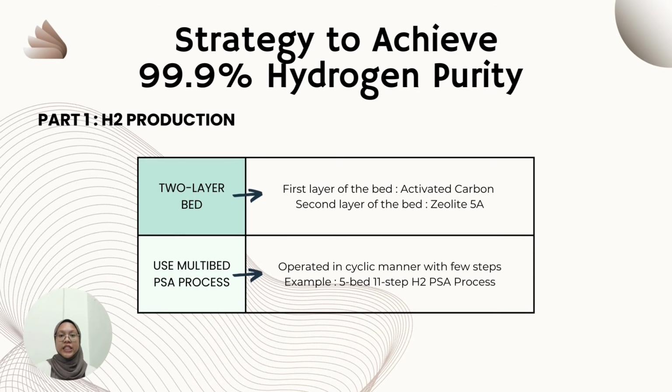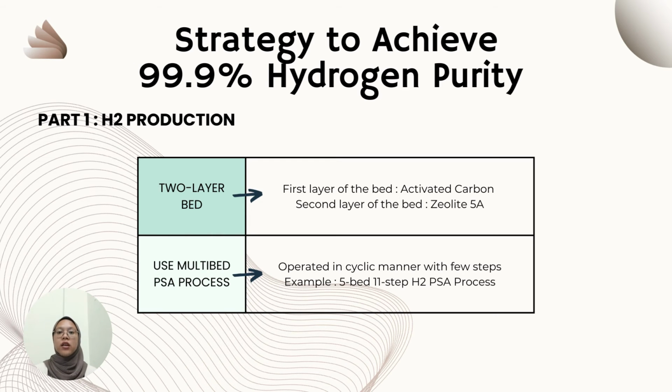Moving on to the strategy in achieving 99.9% hydrogen purity. This part is divided into 2 sub-parts, which are the hydrogen production and the desorption or regeneration process. For the first part, 2 strategies are proposed to achieve higher purity in H2 production. Firstly is by producing a 2-layer bed.